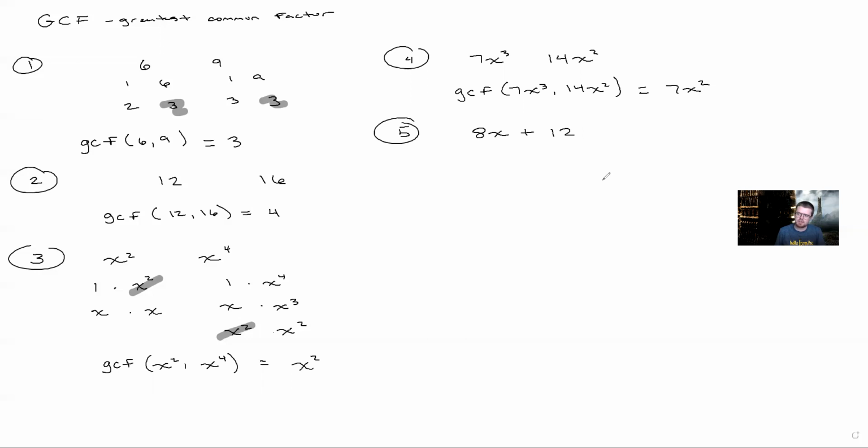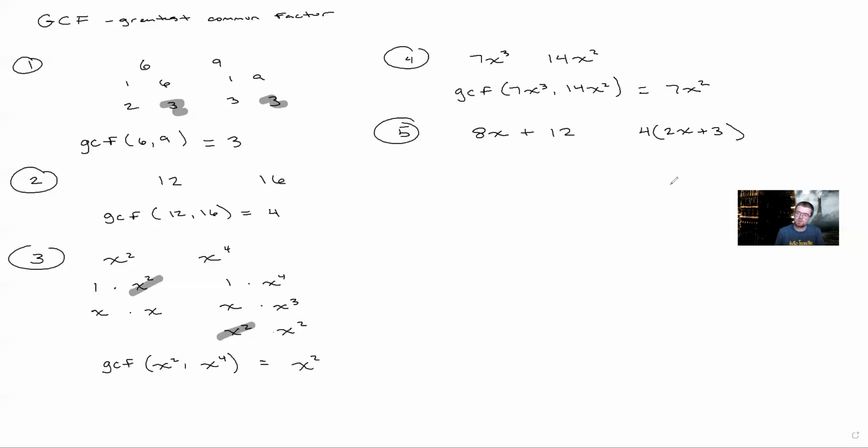Remember that factoring is like reverse distribution. So I'm looking at what can I pull out of both of these. 4 is the greatest common factor of 8 and 12. So I could put that out front, and then what's left is the quotient of each of these terms. So 8x divided by 4 would be 2x, and 12 divided by 4 would be 3. So this is the process of factoring: dividing out the greatest common factor and leaving what remains inside the parentheses.